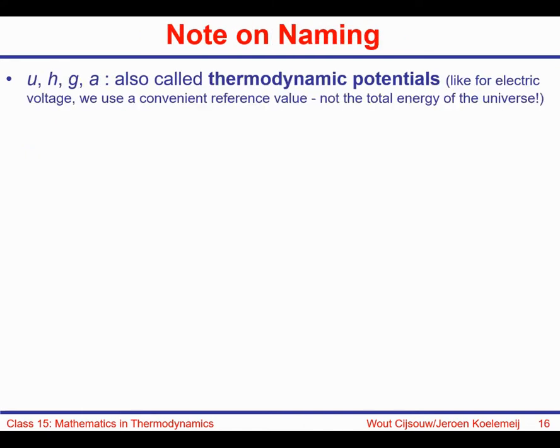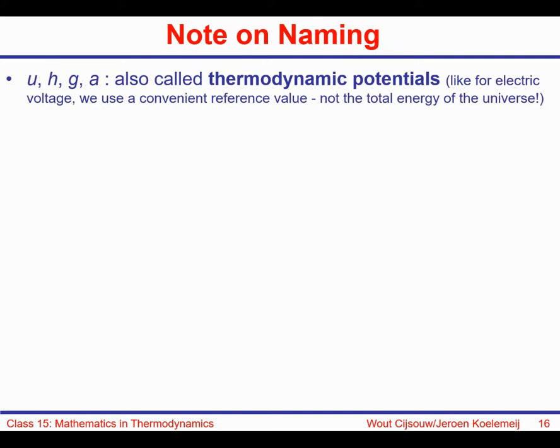Just a little note on the naming of things. These thermodynamic energies, U, H, G, and A, are also called thermodynamic potentials. And there is, in fact, an analogy with electrical potential or voltage, of which we know that we can always define a reference voltage that we can subtract. And what does that mean in the context of these thermodynamic energies?